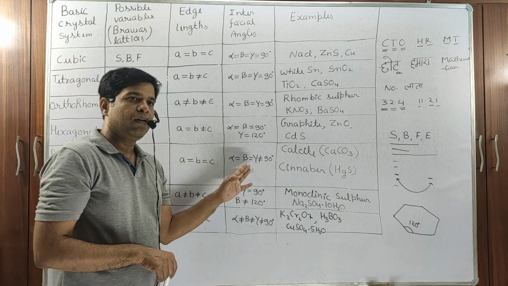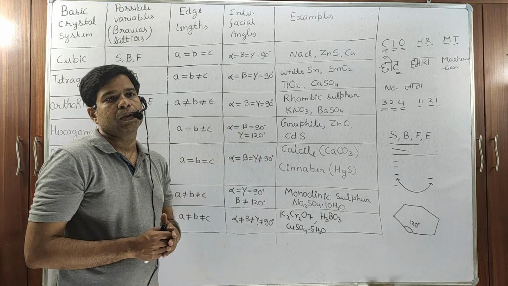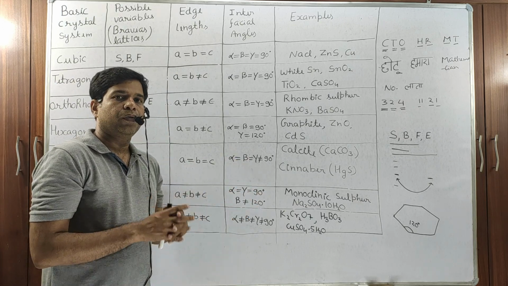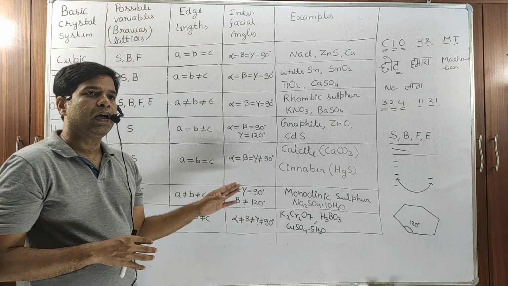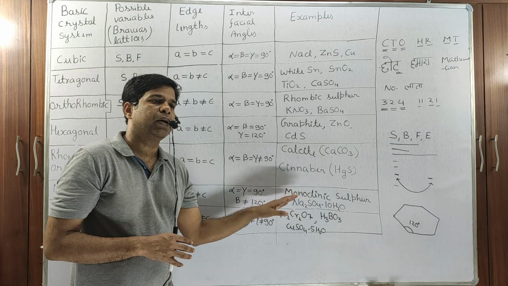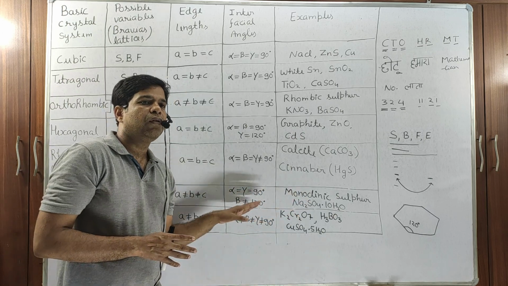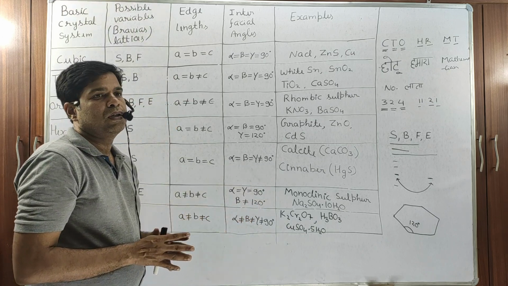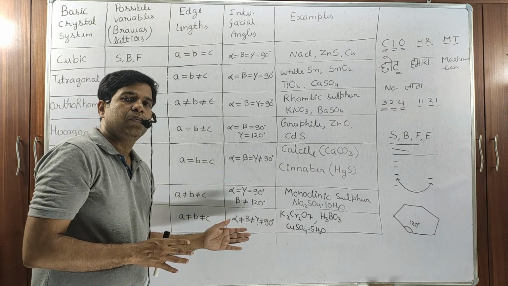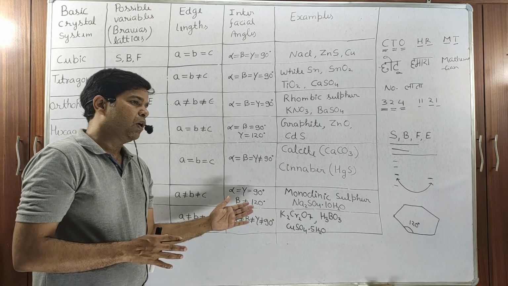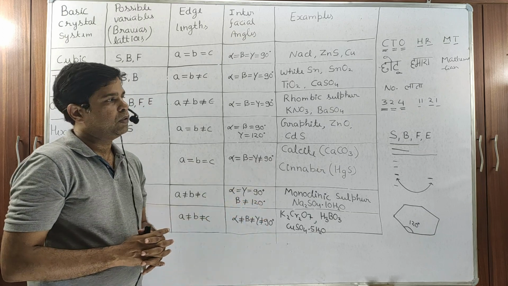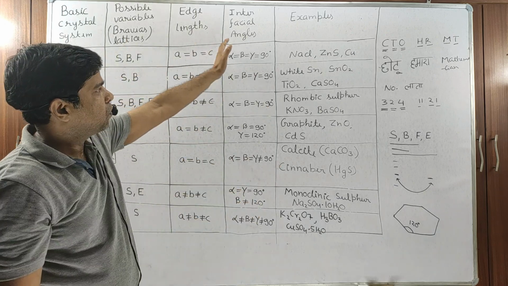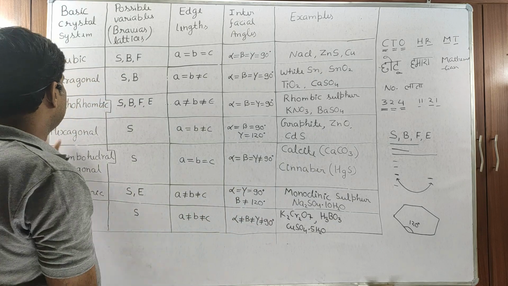Then in the next one, alpha, beta, and gamma are equal to each other, but they are not equal to 90 degrees. The next one, monoclinic: alpha and gamma are equal to 90, but beta is not equal to 90. And the last one, no one is equal to each other: alpha is not equal to beta, beta is not equal to gamma, and gamma is not equal to 90. So by using this simple method, you can remember almost the first 4 columns of this table.